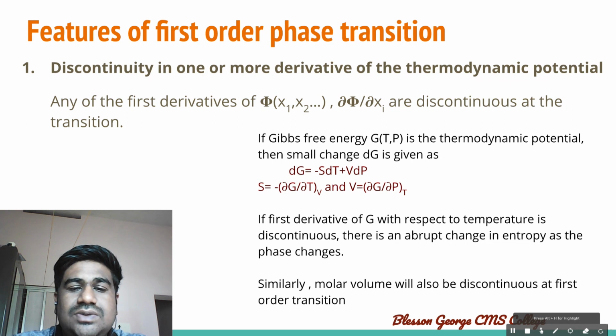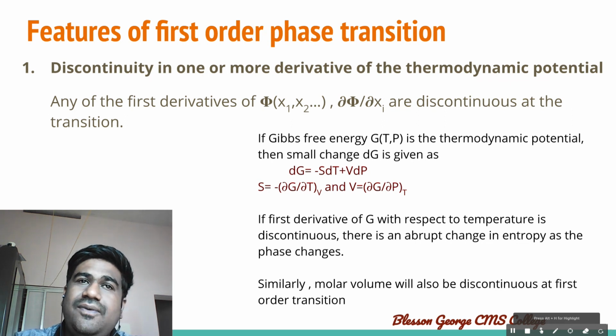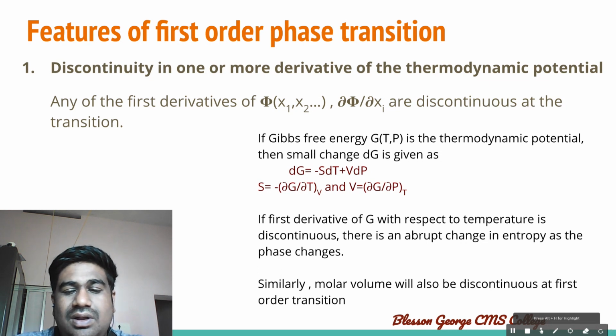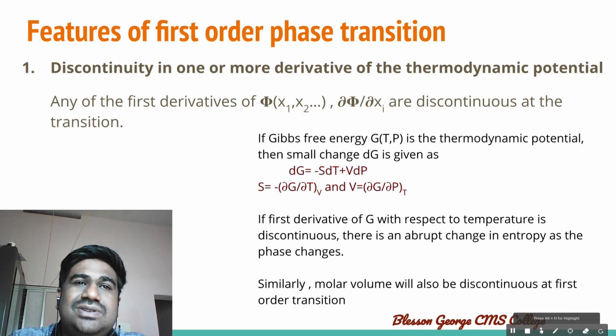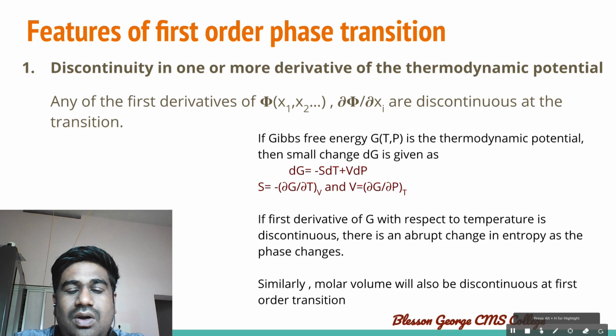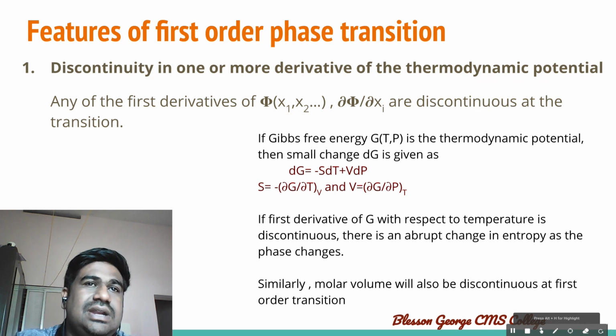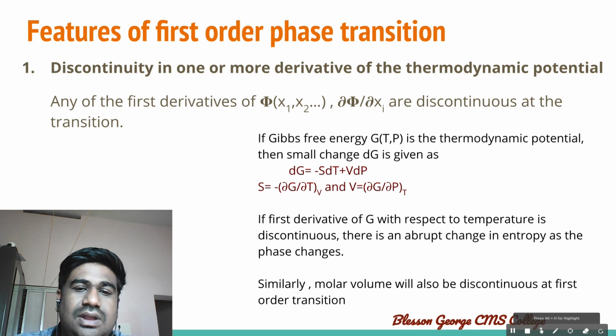So what are the first order derivatives in this case? Entropy and volume. If entropy has a discontinuity, it's called a first order phase transition. Or vice versa, in the case of a first order phase transition, entropy will be discontinuous. Also, molar volume will be discontinuous at a first order phase transition. That means entropy will have an abrupt change. So that's the first important feature of first order phase transition: discontinuity in one or more derivatives of the thermodynamic potential.